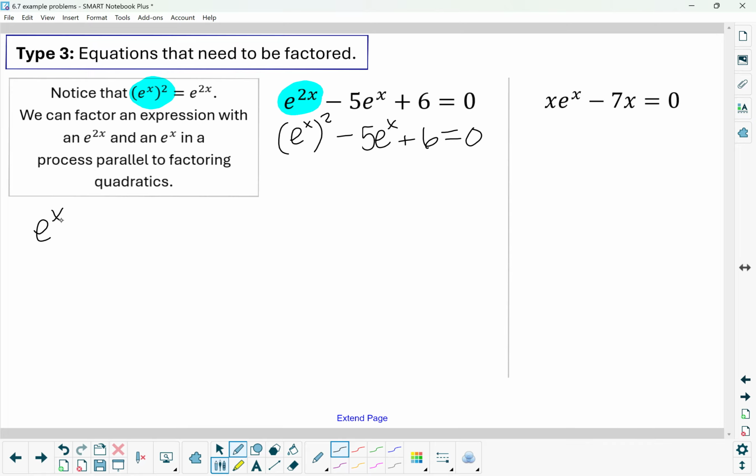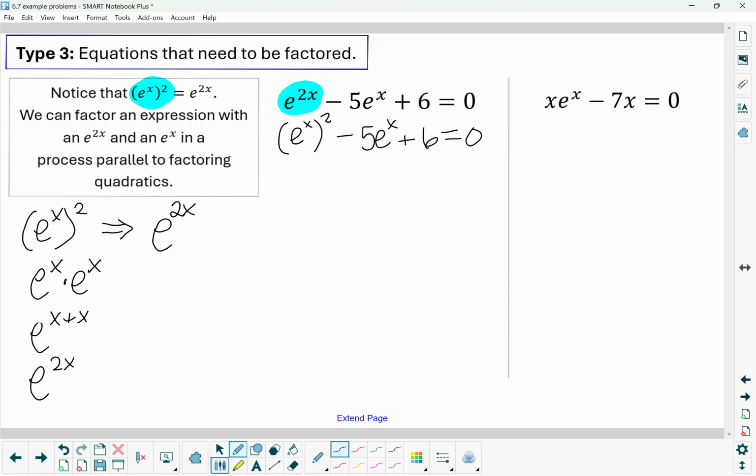E to the x, if we're thinking about squaring an e to the x, that means it's an e to the x multiplied by an e to the x. Which means that it's an e to the x plus x, which is an e to the 2x. Or if you applied the other exponent rule, this was sort of applying the meaning of squaring something, which is to times it by itself. If we use our exponent rule directly, it's an e to the power x raised to the power 2. We multiply the powers together.